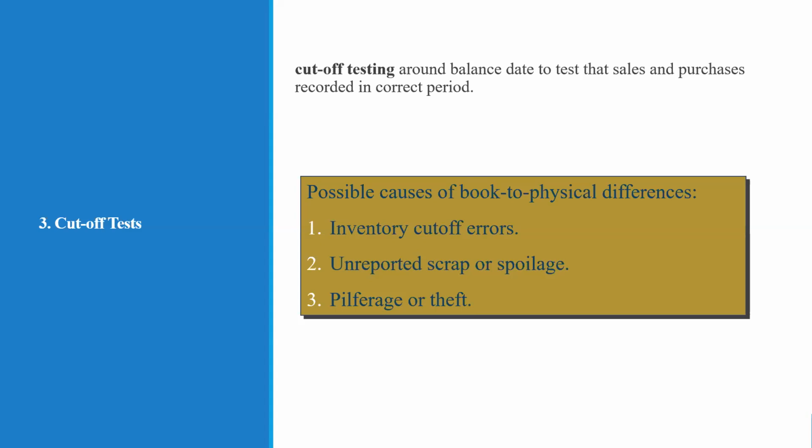The other thing about the cutoff test is, there might be differences from the book value to the physical value. When there are book to physical differences, we should also further investigate, because it may indicate cutoff errors, but also more likely indicate problems in the company's inventory written off or possible fraud in the inventory management.